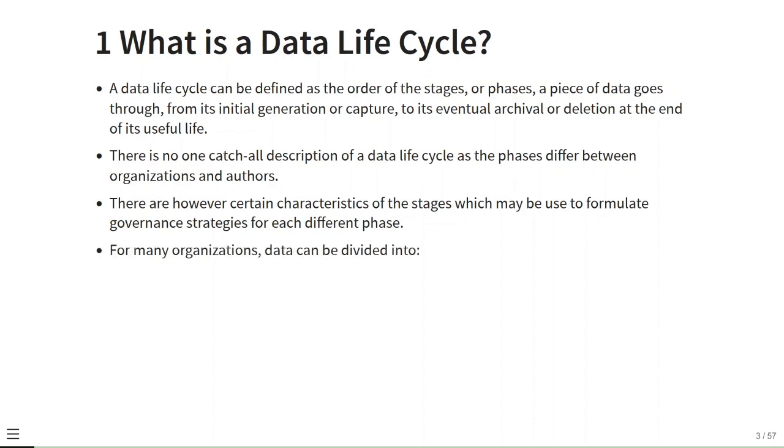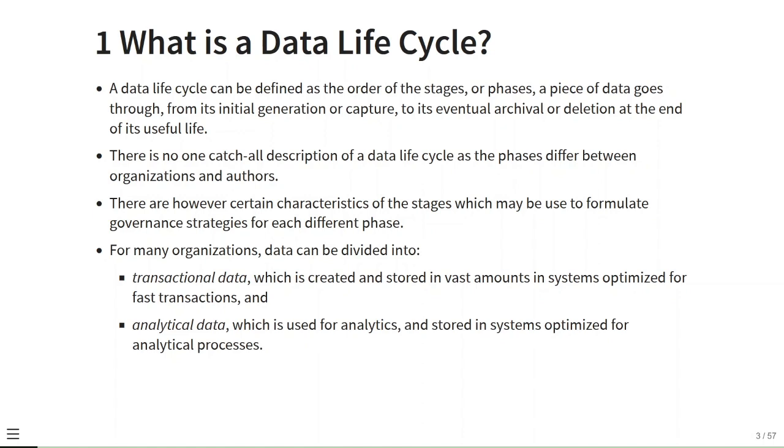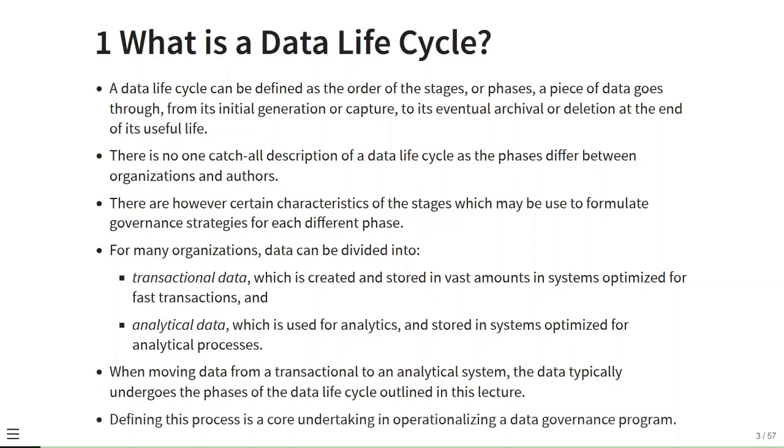For many organizations, data can be divided into transactional data, which is created and stored in vast amounts in systems optimized for fast transactions, and analytical data, which is used for analytics and stored in systems optimized for analytical processes. When moving data from a transactional to an analytical system, the data typically undergoes the phases of the data lifecycle outlined in this lecture. Defining this process is a core undertaking in operationalizing a data governance program.